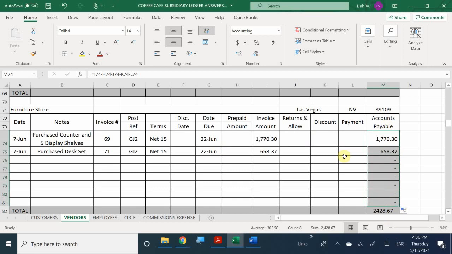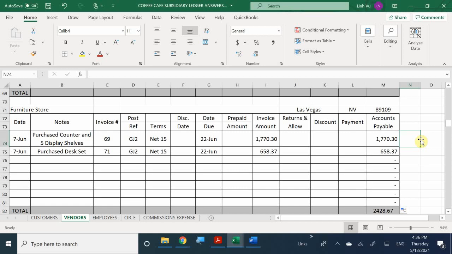now this is what I mean by this. Now we have two bills. We have one for my counter and display shelves, and I have one for my desk set. These ones are going to stay as is. This is related to that bill.